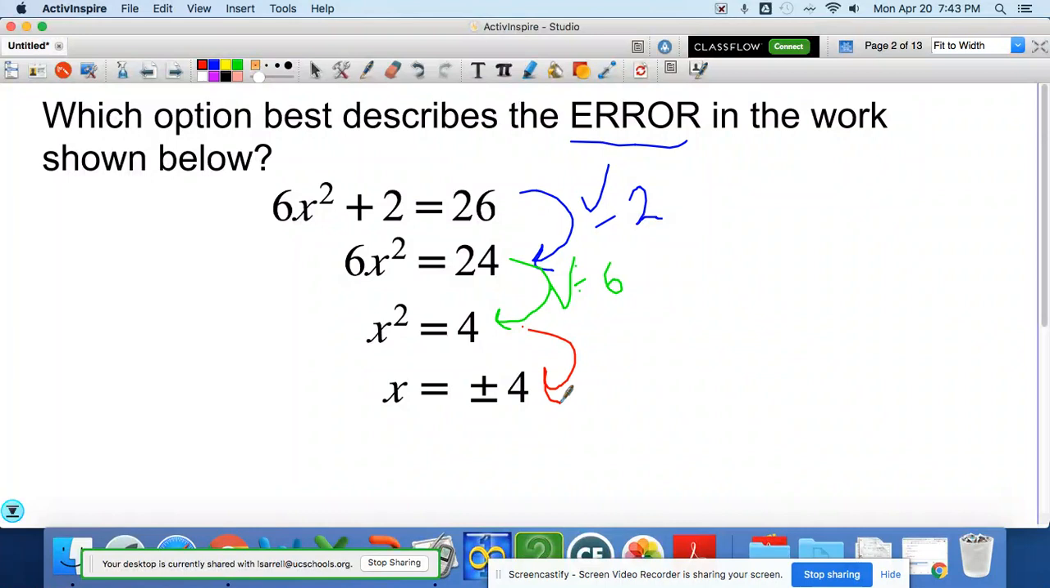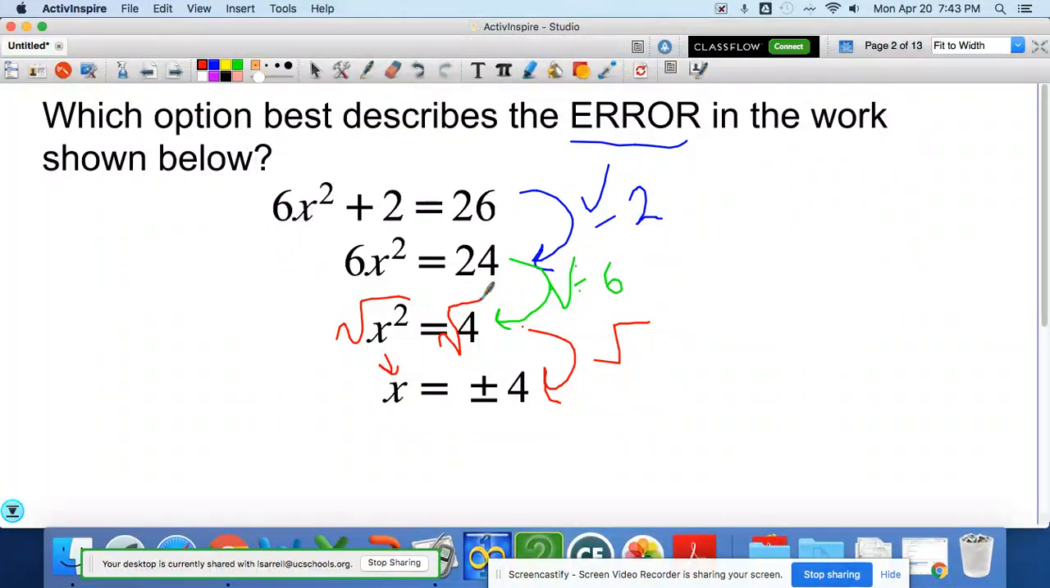Okay. So what happened from this third step down to the fourth? Well, I noticed the x squared became just a regular x. And here's the tricky part. How do we do that? Well, to do that, we square root both sides. If I square root the left, I get x. That's correct. If I square root the right, this is where it's tricky.